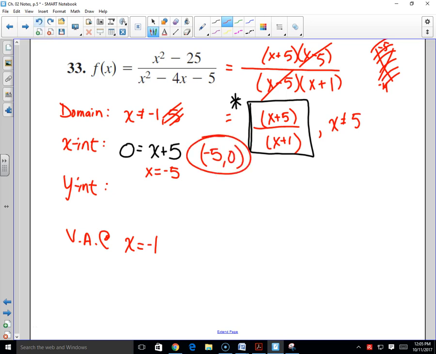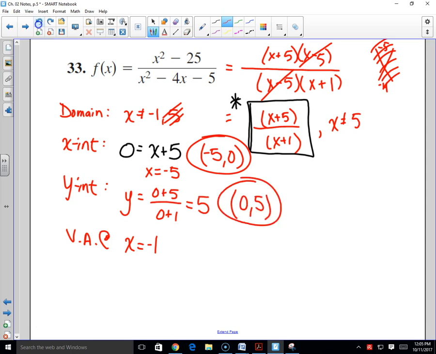The y-intercept, I set x equal to 0. 0 plus 5 over 0 plus 1, wouldn't that just be 5? So the point 0, 5. Vertical asymptote at x equals negative 1. How do I do horizontal asymptote?